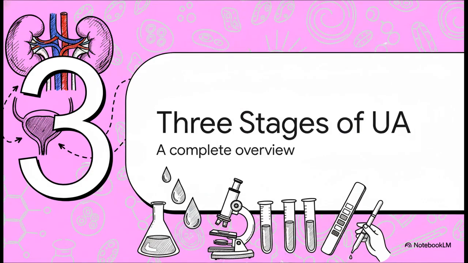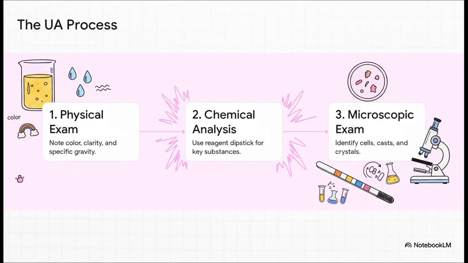Okay, so now we get how urine is made. So let's talk about how we actually analyze it in the lab. This is section 3, the 3 stages of a complete urinalysis. A complete urinalysis, which you'll often see abbreviated as just a UA, has 3 main parts. First up is the physical exam. This is where we're just looking at it, noting the color, the clarity, and measuring its specific gravity. The second part is the chemical analysis, and that's the star of our show today. This is where the dipstick comes in.